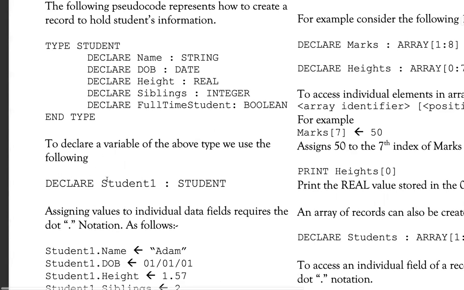Now, if you're done declaring your record data type, this is how you go about using it. You want to declare a variable of this type. So you just created a type, you want to use it. How do we use it? Declare: this is my variable, this is my identifier. This symbol here means of type student.